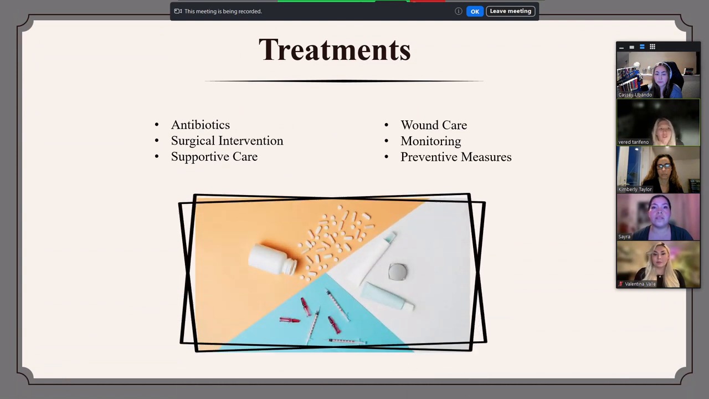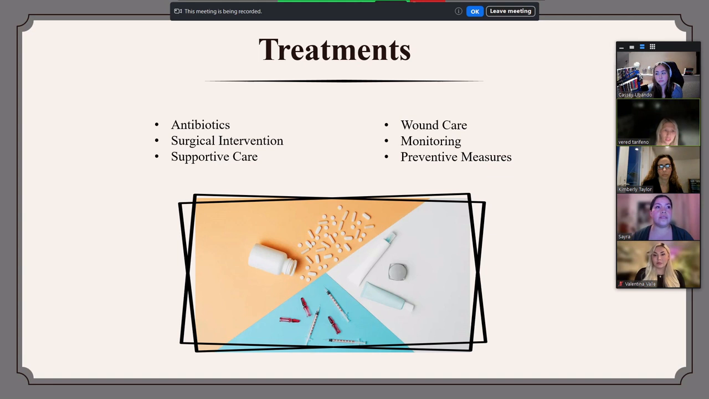When it comes to treatments for Bacillus infections, antibiotics are usually the go-to solution. Doctors may prescribe specific antibiotics based on the type of Bacillus causing the infection. This medication works by targeting and killing the bacteria causing the infection. It's crucial to take the full course of antibiotics as prescribed by a healthcare provider to ensure the infection is fully treated.